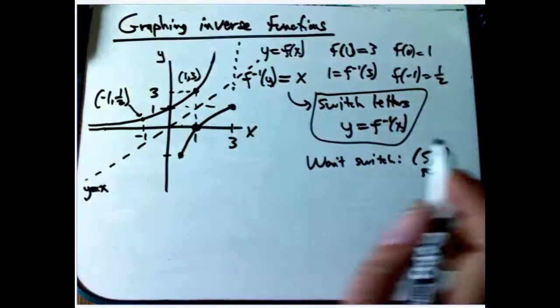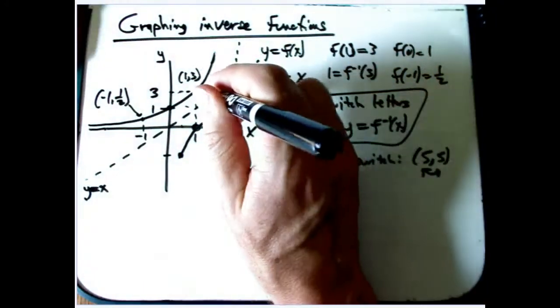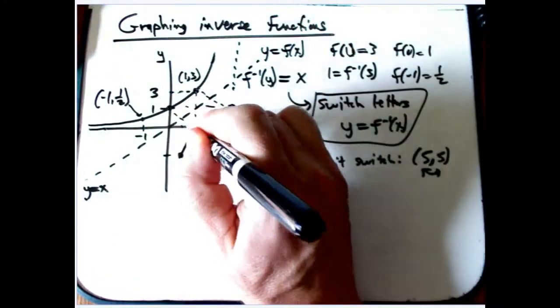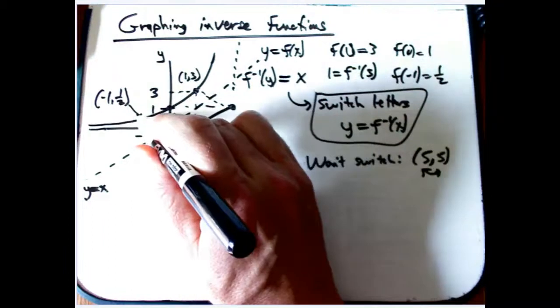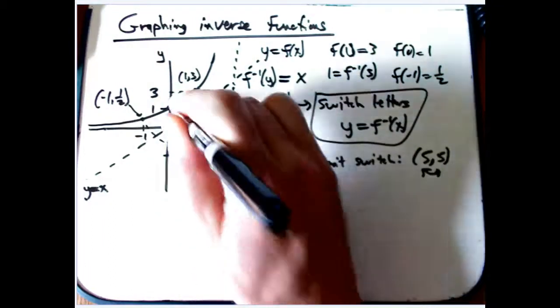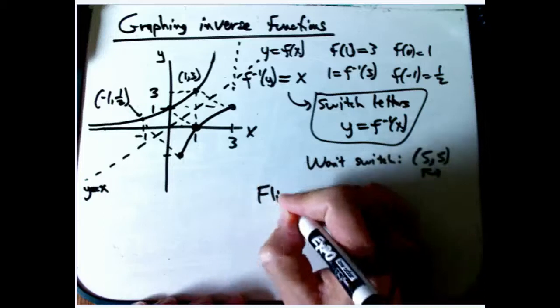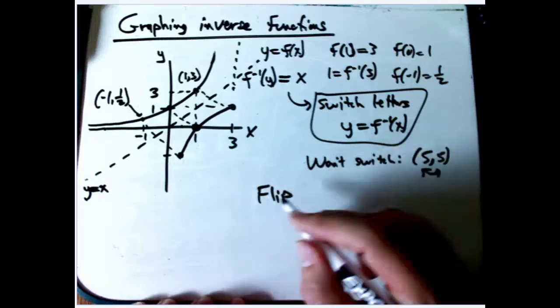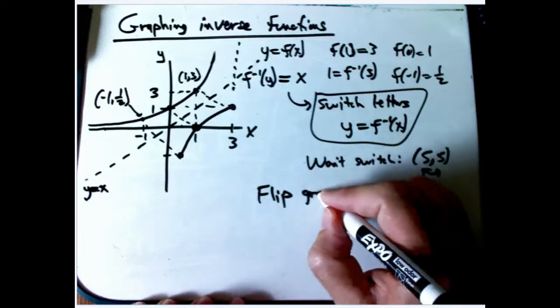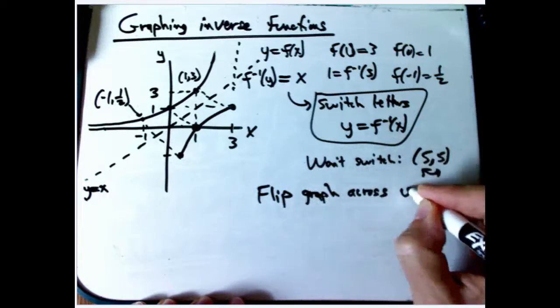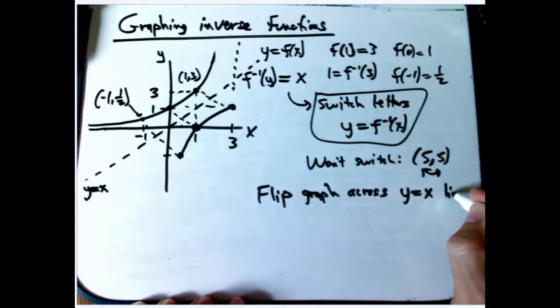Okay. Well, and then let's see. (1, 3) to (3, 1). Well, I didn't do a very good job of drawing it. But yeah, it flips across. (0, 1) to (1, 0). Minus 1 to 1/2, yeah, it looks like they're flipping across that axis. And indeed, that's true. So here's the punchline that people often stop with. We just flip the graph across that y equals x line, the 45-degree line.